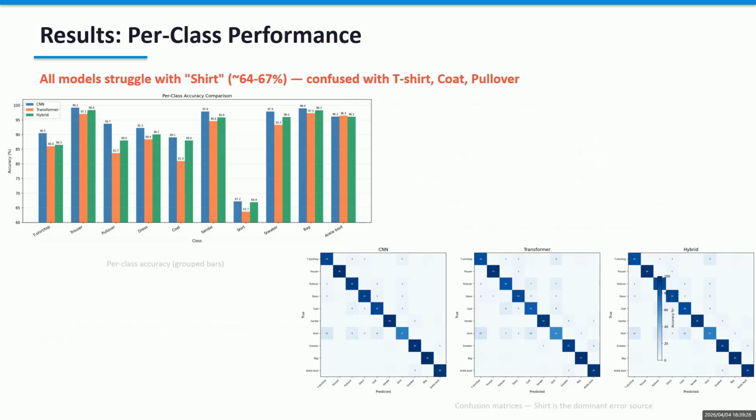The confusion matrix on the right shows why. Shirts are constantly confused with t-shirts, coats, and pullovers. At 28 by 28 resolution, these items genuinely look alike. This is a limitation of the dataset itself, not a failure of any specific model. The CNN has the tightest diagonal in its confusion matrix, which is consistent with its highest overall accuracy.